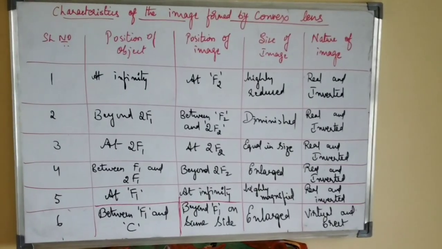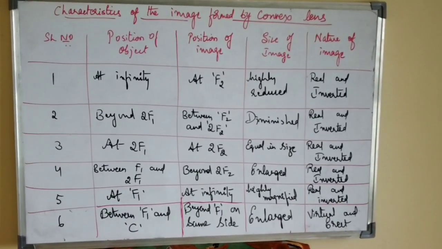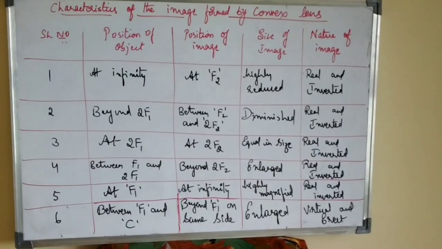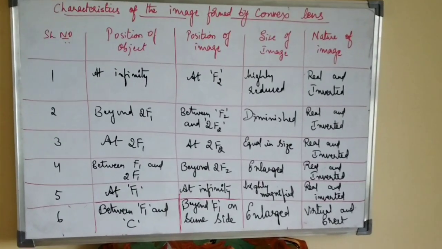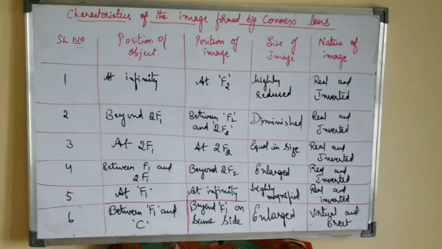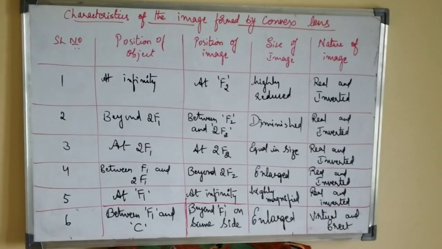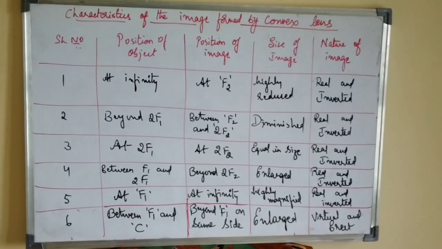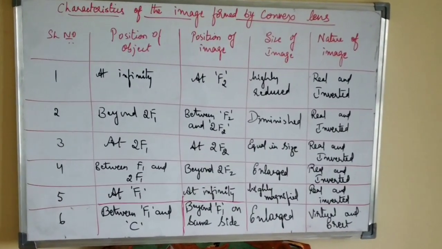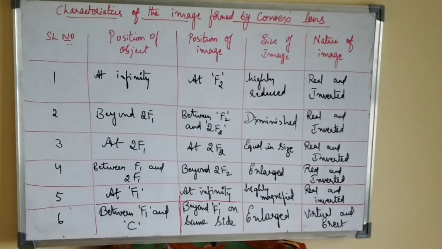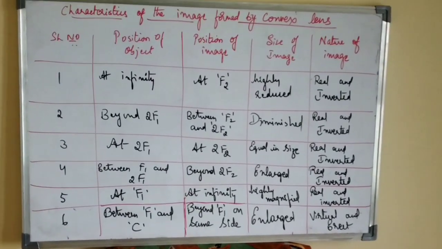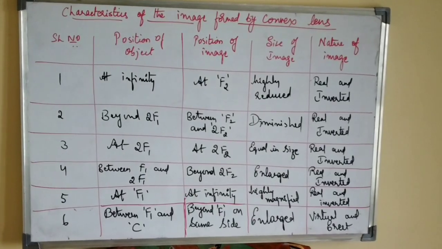Okay, now let us see the characteristics. In this table, you have serial number, position of the object, position of the image, size of the image and nature of the image. Now see here, when the object is at infinity, the position of the image is at F2, towards the other side of the convex lens. The image is highly reduced, or highly diminished. The image is real and inverted. That is case 1.